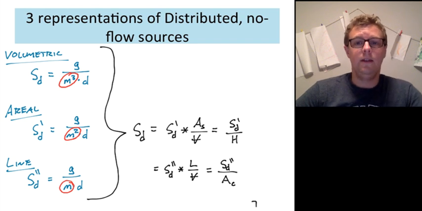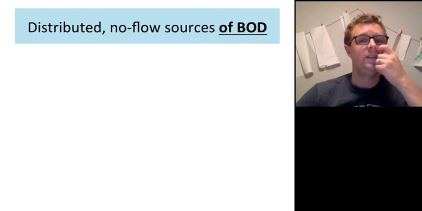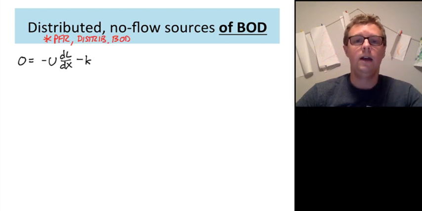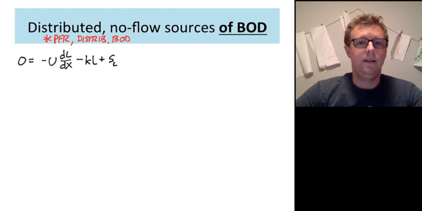How do we incorporate them into our Streeter-Phelps model? So first, let's take a look at sources of BOD, biological oxygen demand. And again, this is a plug-flow reactor with a distributed source of BOD. So here's our typical plug-flow reactor equation. We've got the advection term, minus U dL/dx. We've got some sink term, minus KL. And now we've got a source term, plus SL. So that's mass per volume per time in this case.